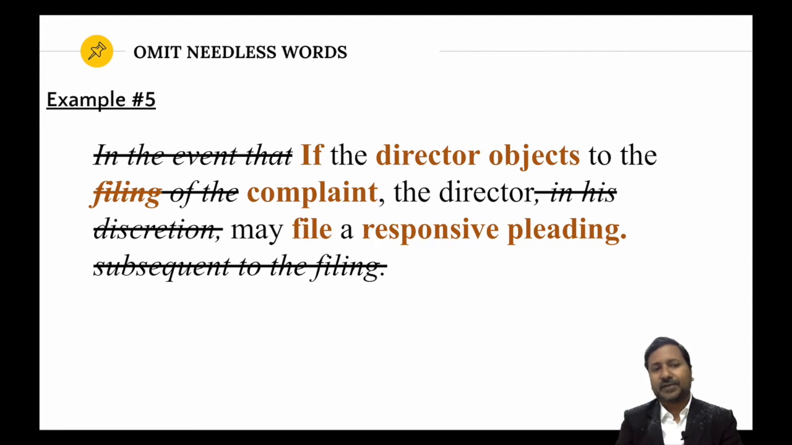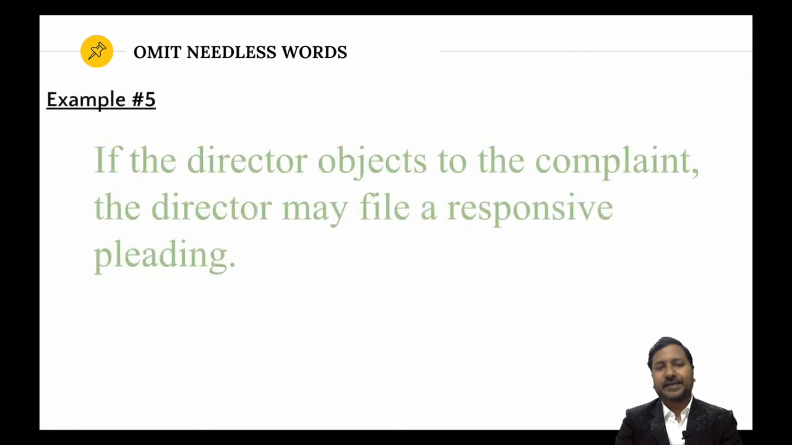"In the event that" is one of the compound prepositions to avoid, so we can use an alternative word: if the director objects, not really about the filing, but about the complaint. If the director objects to the complaint, the director may file a responsive pleading. There's no need for "subsequent to the filing." So we get the final sentence: "If the director objects to the complaint, the director may file a responsive pleading." From 27 words, we again brought it down to 14 words.